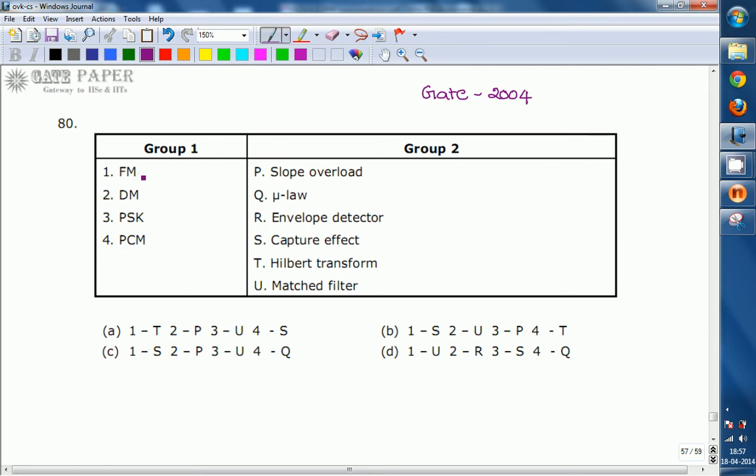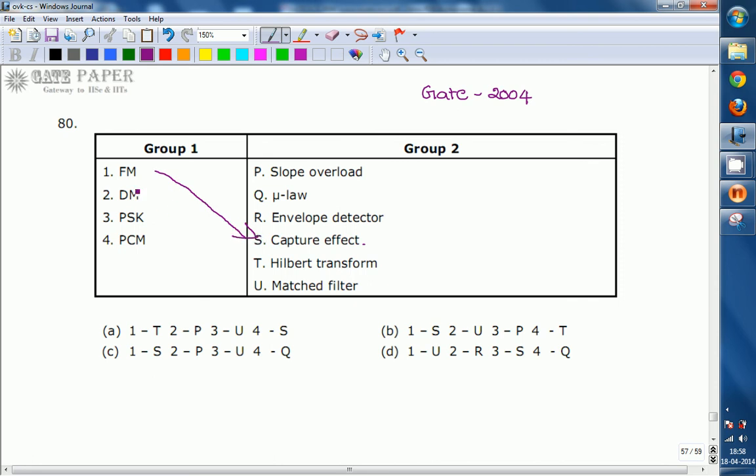Here FM is given. FM is not related to slope overload distortion, mu law, or envelope detector. FM is always related to the capture effect. The capture effect takes place in FM modulation only. So the first one is matched with S.